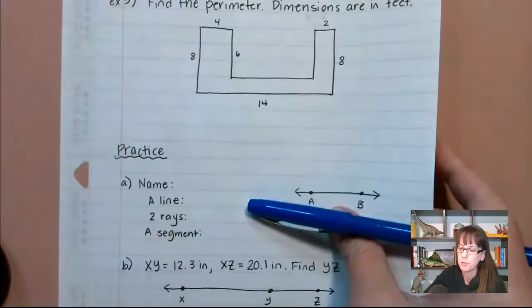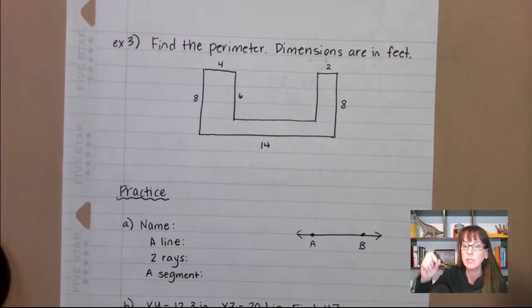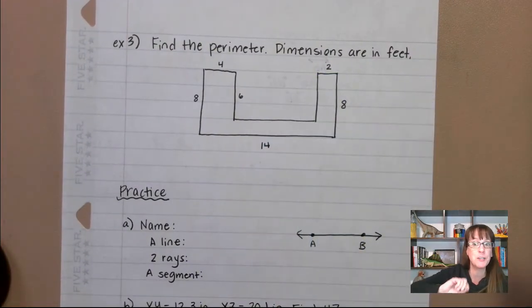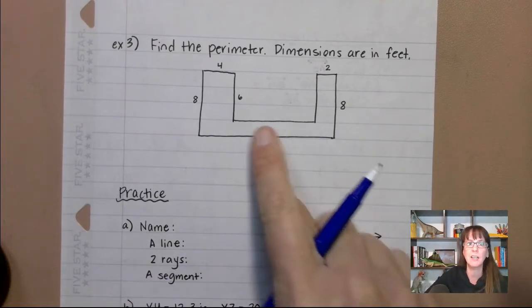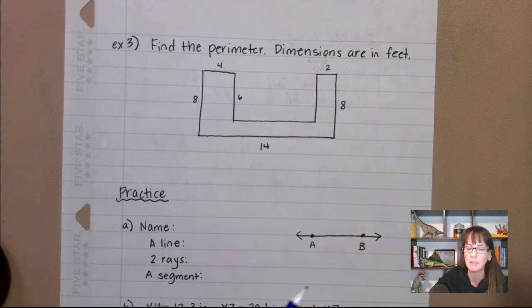Now the next one is example number 3 here. We are going to find the perimeter of this guy. Now this one's a little bit weird. Oh, this one we did say dimensions are in feet. This one's a little weird because, remember, I said perimeter is adding up all the sides. This is missing 2 sides. That's really annoying. But think about it like this.